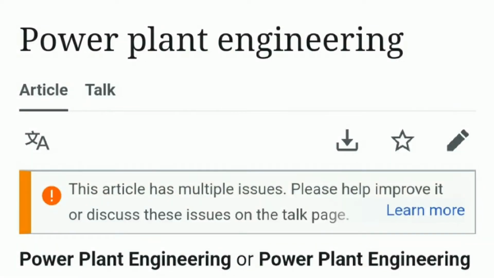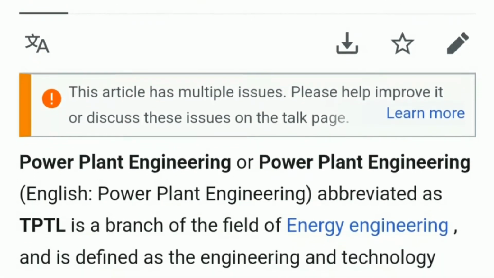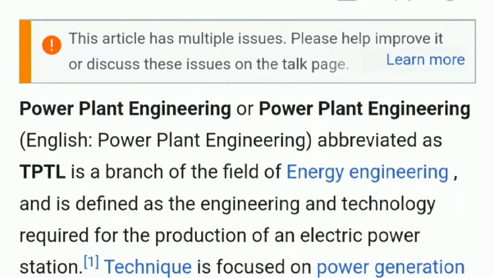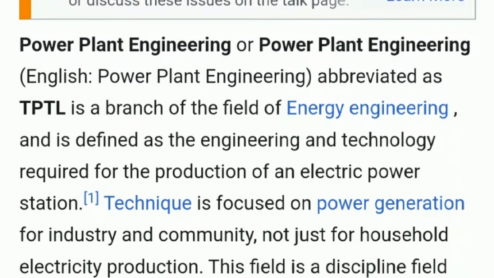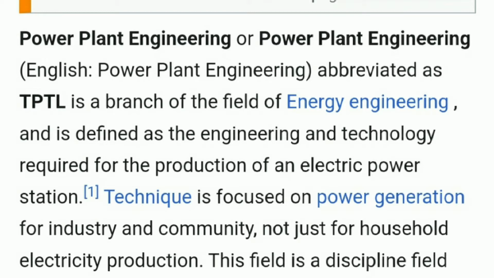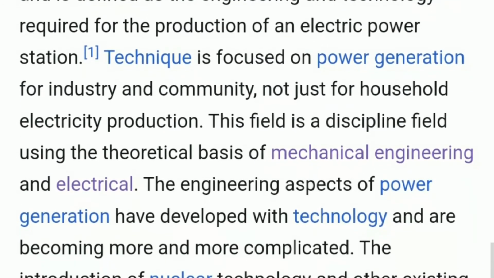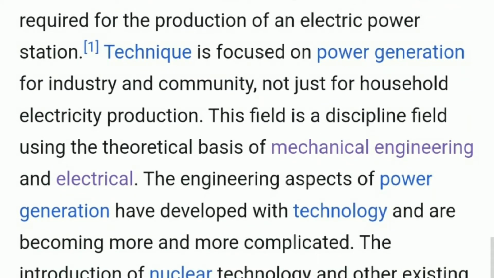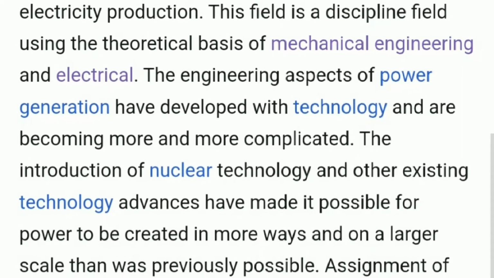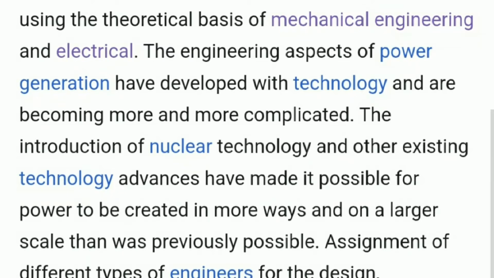Powerplant Engineering, abbreviated as TPTL, is the branch of the field of energy engineering and is defined as the engineering and technology required for the production of an electric power station. The technique is focused on power generation for industry and community, not just for household electricity production. This field is a discipline field using the theoretical basis of mechanical engineering and electrical.